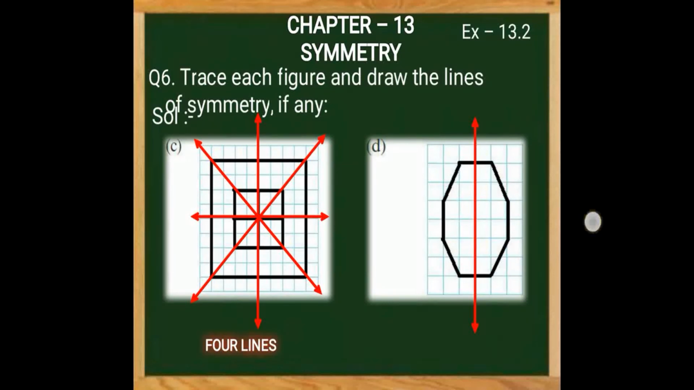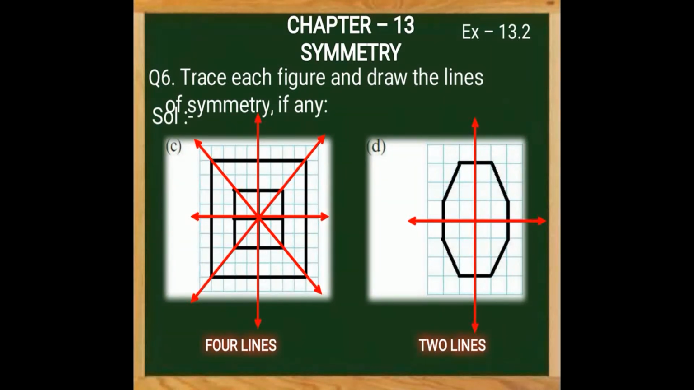So 1 line of symmetry, 2 lines of symmetry, 2 lines of symmetry. Why? Because it is an irregular octagon. Any irregular shape may have 2 lines of symmetry.